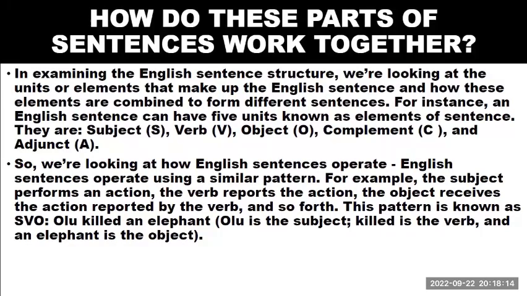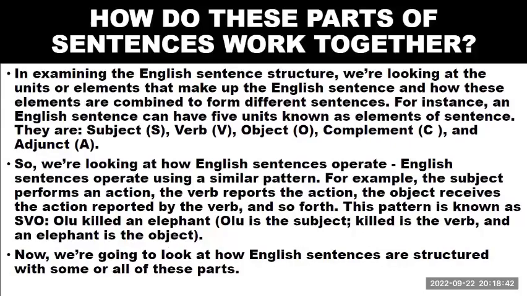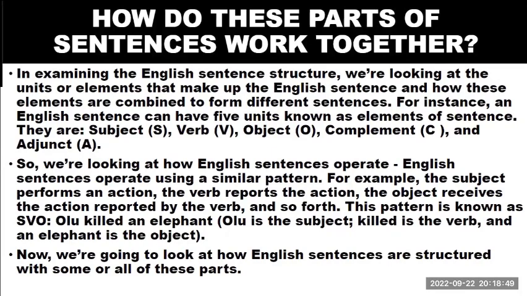So we are looking at how English sentences operate. English sentences operate using a similar pattern. For example, the subject performs an action. The verb reports the action. The object receives the action reported by the verb. This pattern is known as SVO. For example, Olu killed an elephant. Olu is the subject, killed is the verb, and an elephant is the object, okay? Now, we are going to look at how English sentences are structured with some or all of these parts. Now, let's begin to look at them.